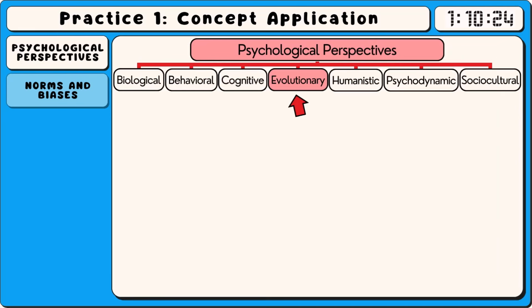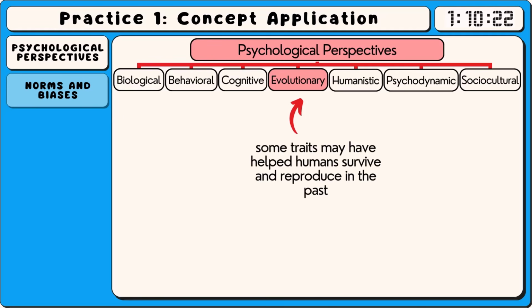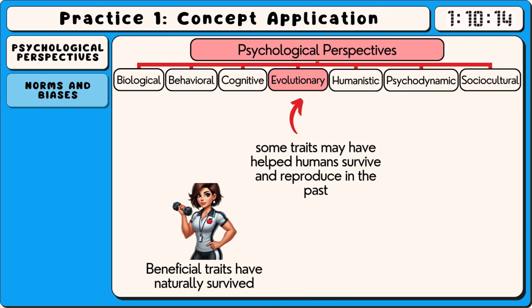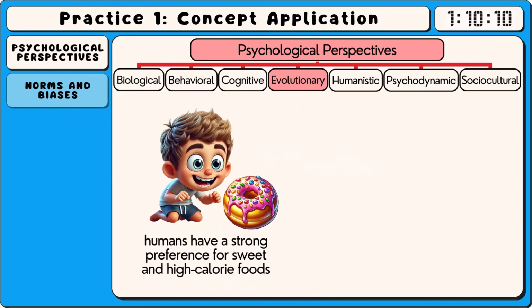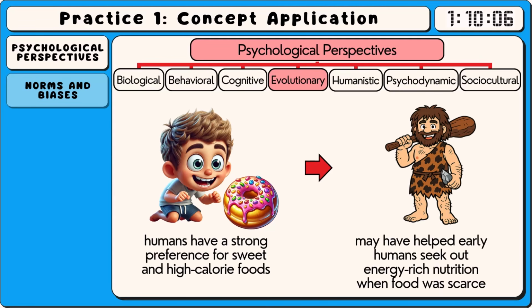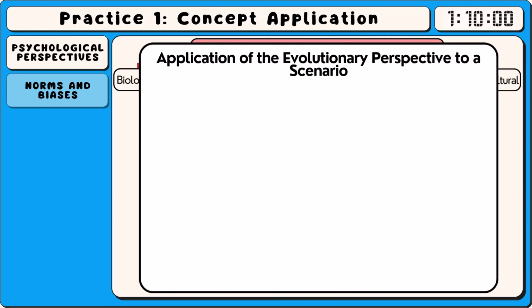Next is the evolutionary perspective. This perspective explains human behavior by considering how some traits may have helped humans survive and reproduce in the past. These traits have naturally survived while weaker traits have died out. An example is humans' strong preference for sweet and high-calorie foods, which may have helped early humans seek out energy-rich nutrition when food was scarce. So, let's apply that to a scenario.